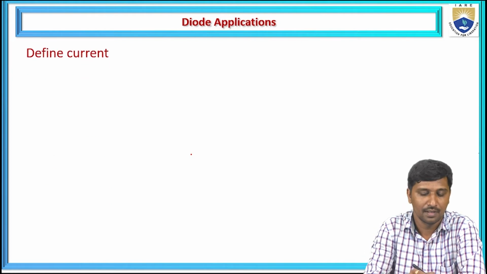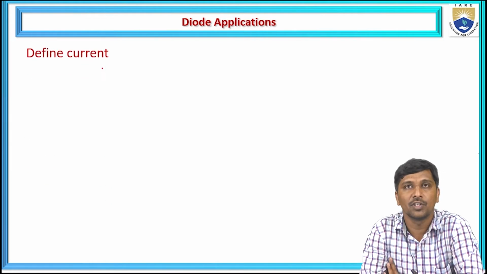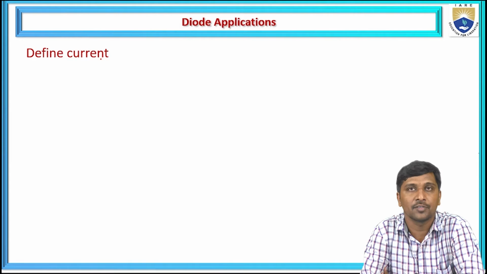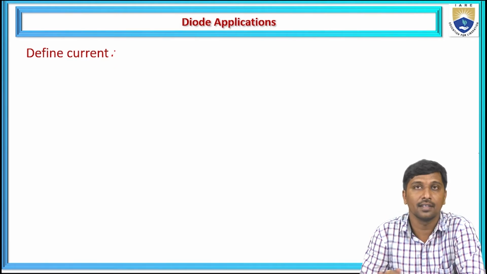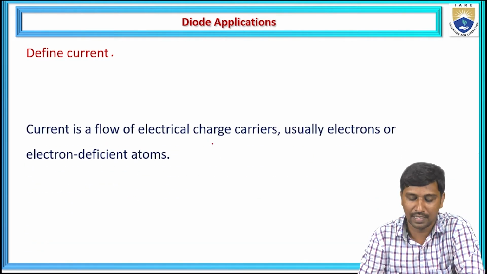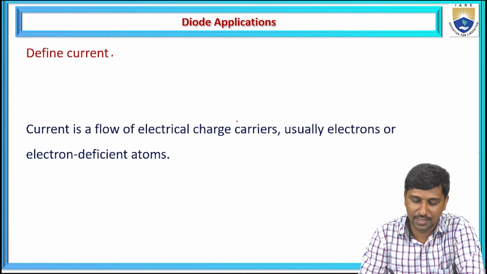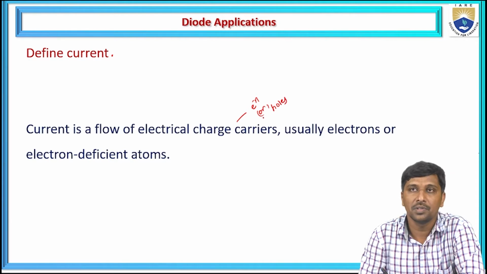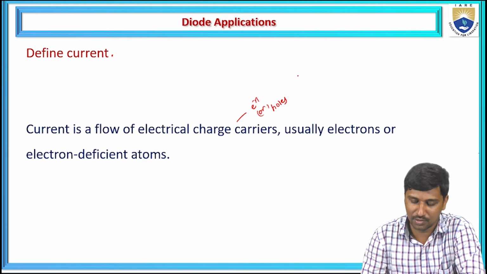Similarly, another quantity in the electronics field is current, so we are going to discuss, define current. Here the current is the flow of electrical charge carriers. We have two types of charge carriers, that is either electrons or holes. Whenever you apply some amount of energy to electrons or holes, they move from one direction to another direction to allow conduction. That is the reason.